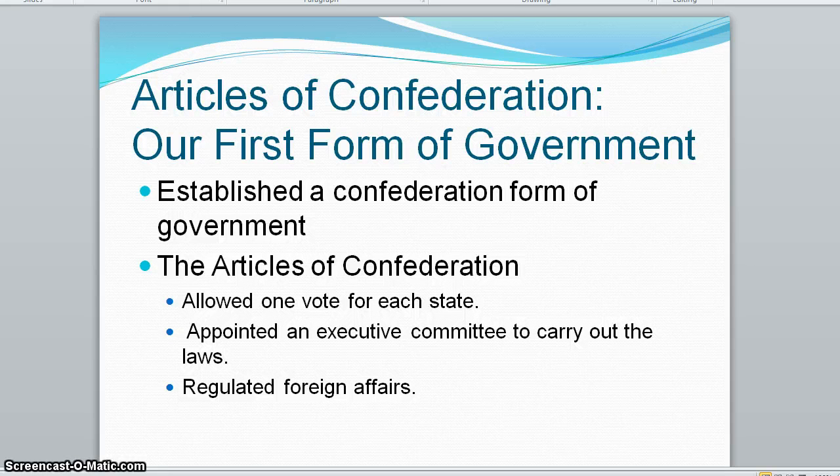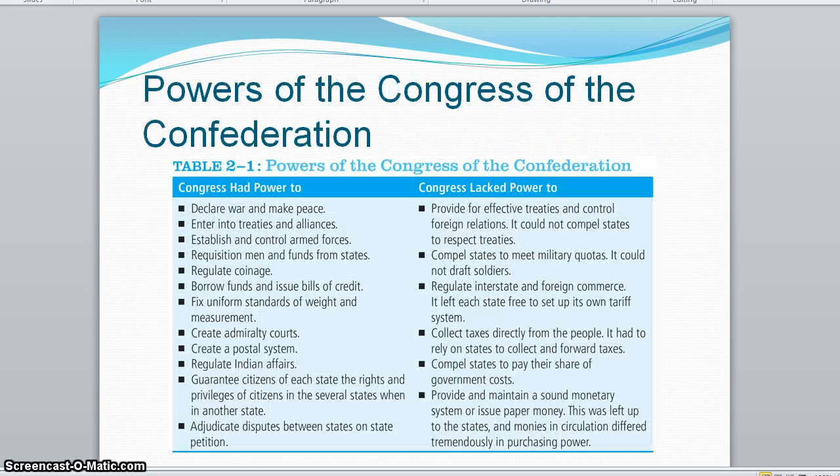And when the Articles of Confederation were developed, they were developed in an atmosphere where there was a fear of a too powerful government. So these Articles of Confederation allowed one vote for each state, appointed an executive committee to carry out laws, and regulated foreign affairs.